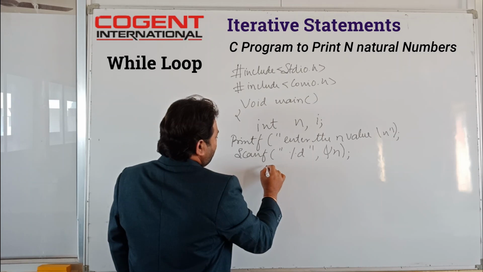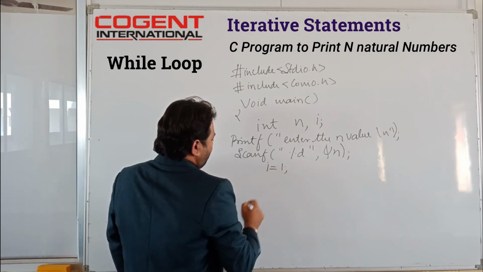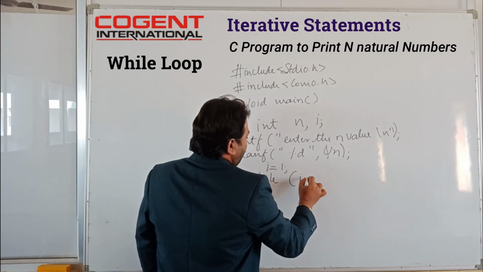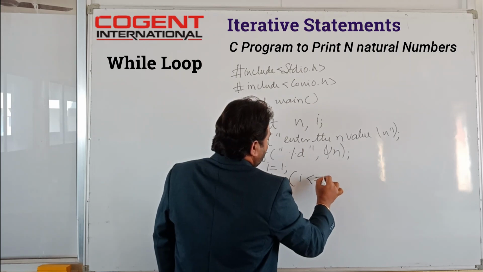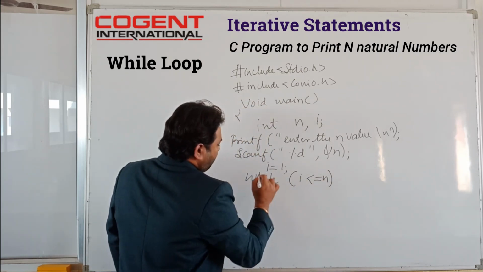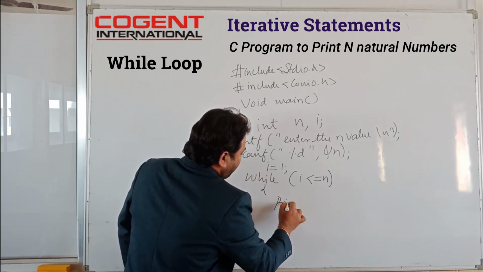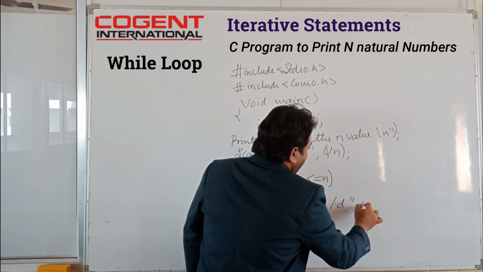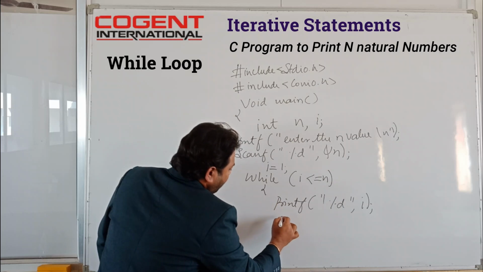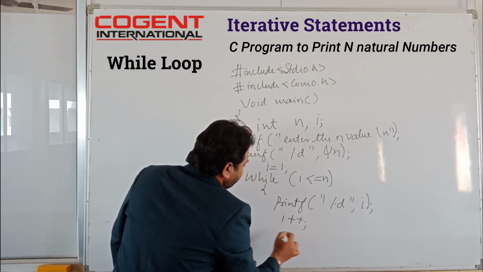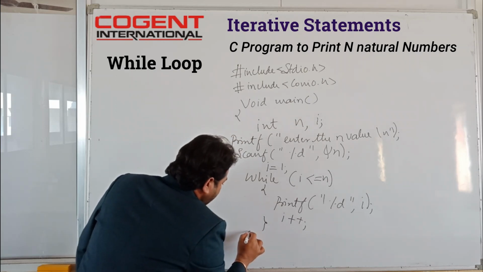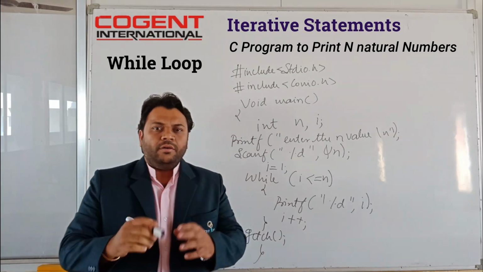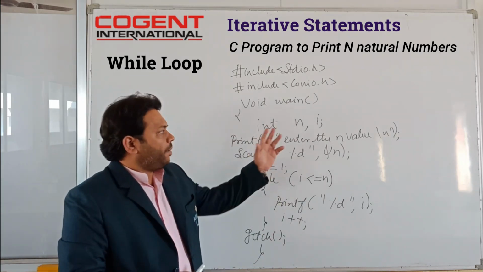Then I'll initialize i = 1. Then I'm going to take the while loop: while i is less than or equal to n, then printf("%d", i), then increment i++, then getch, and close the brace.